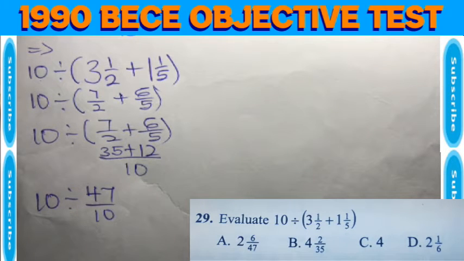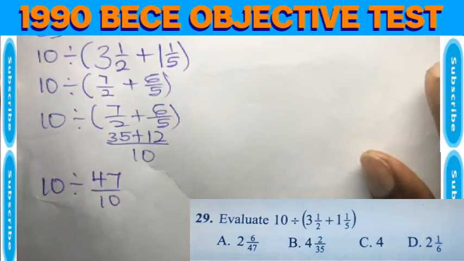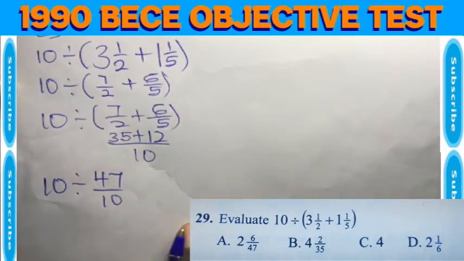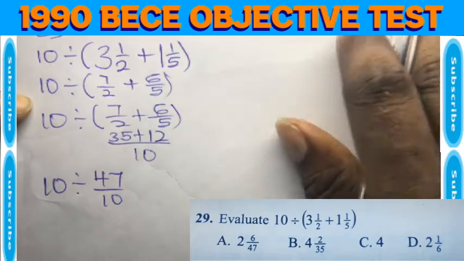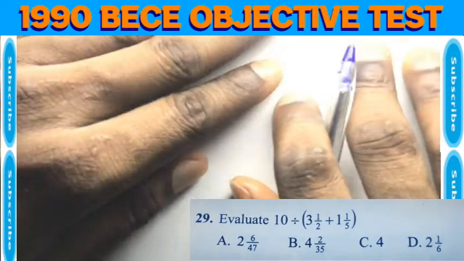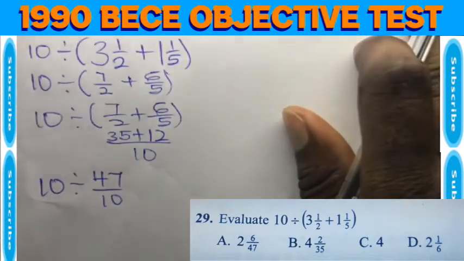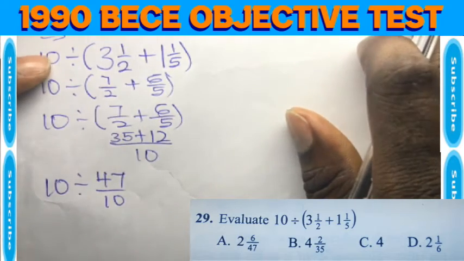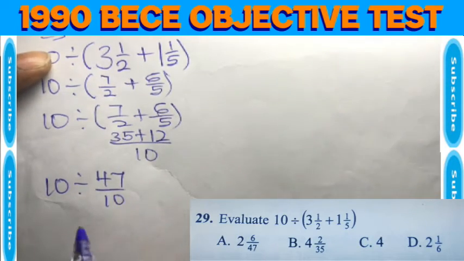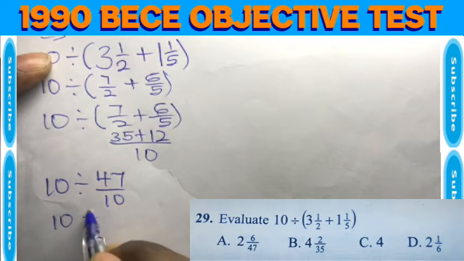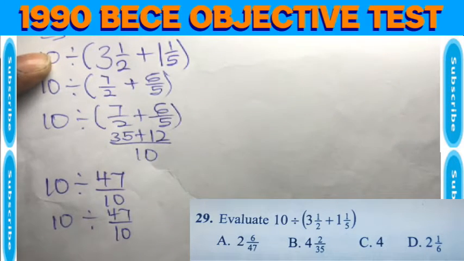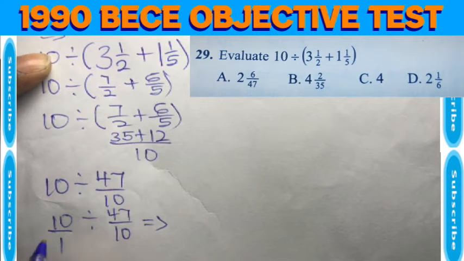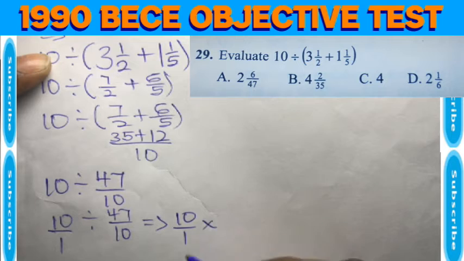So we are back to the same spot again, and now we have got to divide this. And when dividing, there is the need for us to find the reciprocal, all right? We change the division sign to multiplication sign, and then we find the reciprocal of the second fraction. So let's rewrite this whole thing. We have it to be 10 divided by 47 out of 10. We can write this 10 as over 1. So going forward from here, we maintain this 10 out of 1. Then the division sign changes to multiplication.